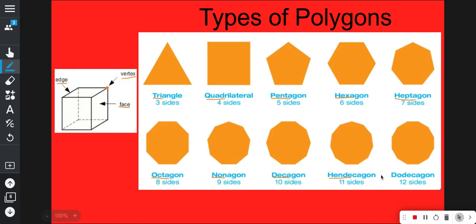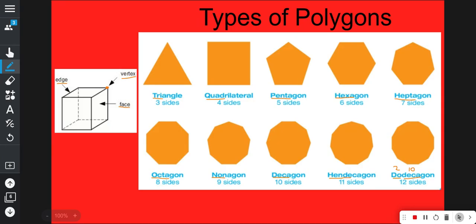Hendeca is 11. Do is 2. And then we have deca is 10. So that would be 12. Dodecagon is 12. Again, these are names that you need to have memorized with their side amounts.